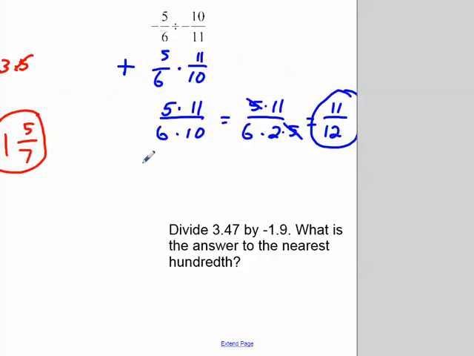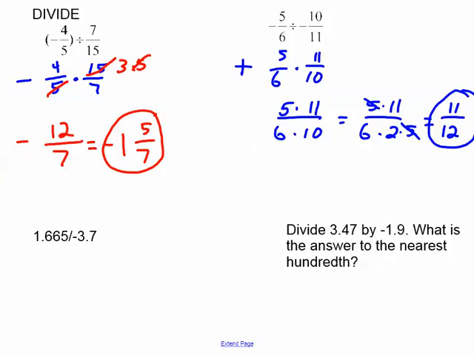Hang on one second. That's better. Alright, we're going to divide 1.665. I'm going to get some space here as well. Move this up a little bit and just get some space. 1.665 divided by negative 3.7.